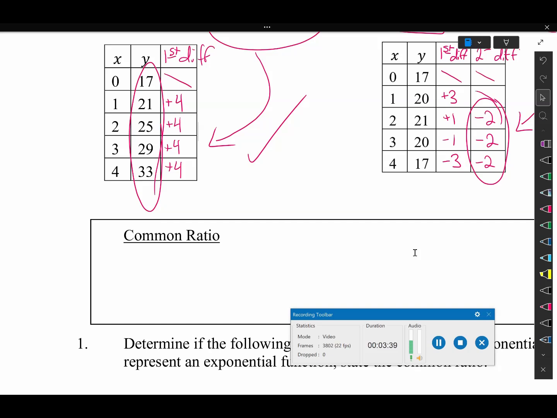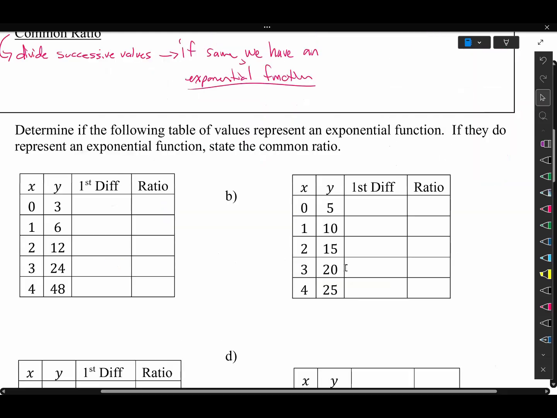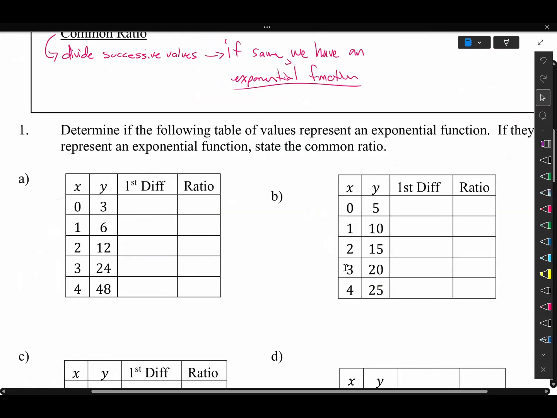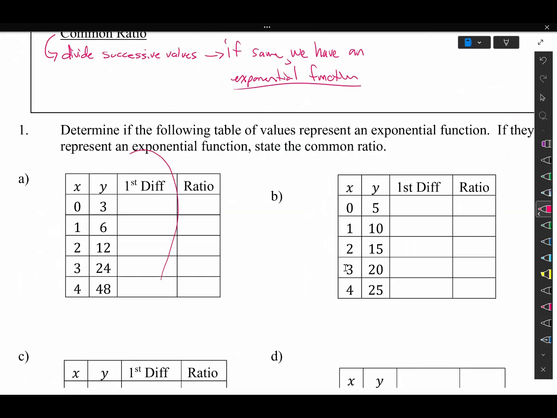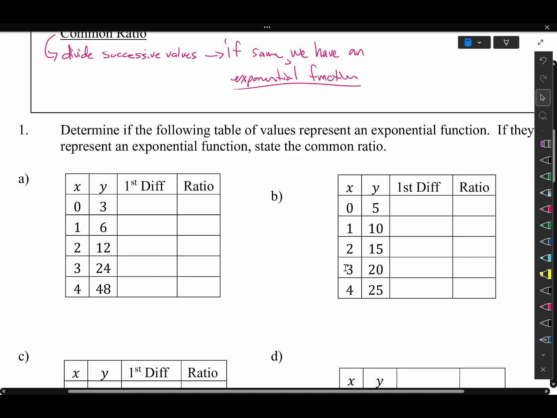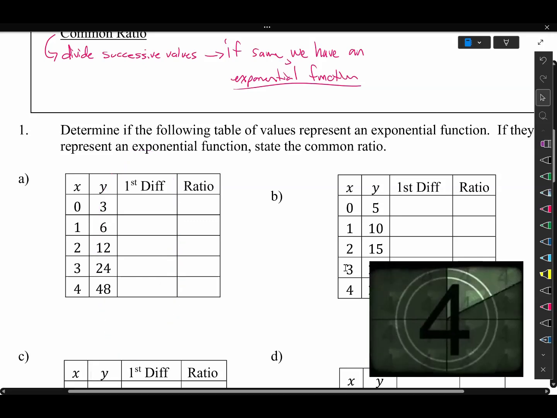This time, if we're working with a common ratio, instead of subtracting successive values, we are going to divide successive values. If these values are the same, then we have an exponential function. So let's take a look here. We're going to work with our first table of values. We're going to find the first differences first, and then we're going to take a ratio of those pieces. So your first differences, pause the video, unpause, see how you did.